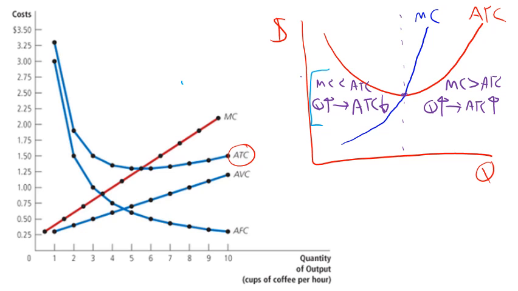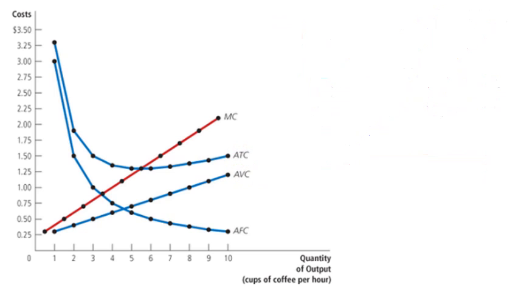Next will be the average variable cost curve. The average variable cost can have 2 different shapes. The one we have here is a nice straight line. It always goes up. So quantity goes up, makes average variable cost increase. That happens when marginal cost is always above average variable cost.